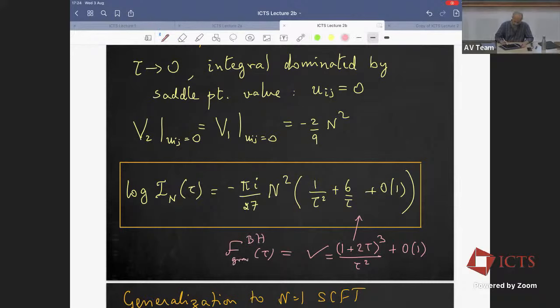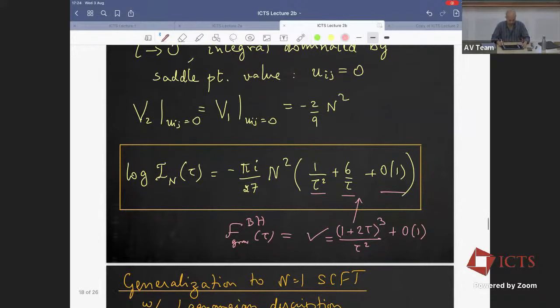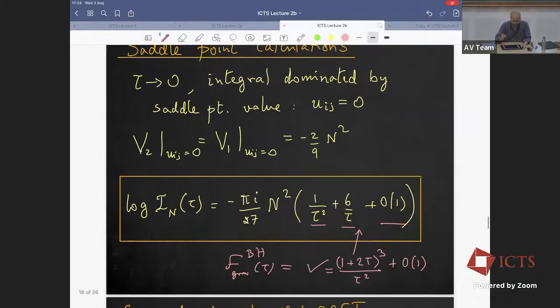Okay, so there's a 1 over tau squared, 1 over tau. Here I just did it up to O of 1. Maybe on Friday I'll tell you how to move on. So that finishes one part of the story: microcanonical and canonical in the Cauchy limit. That's the proof and the derivation.